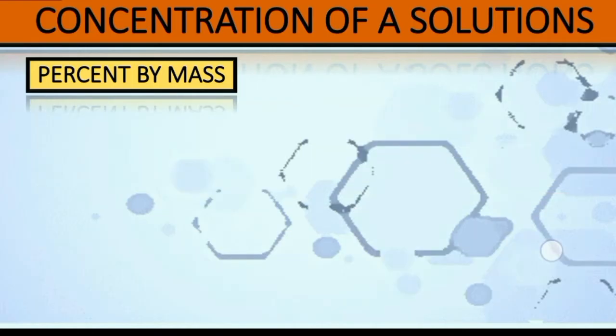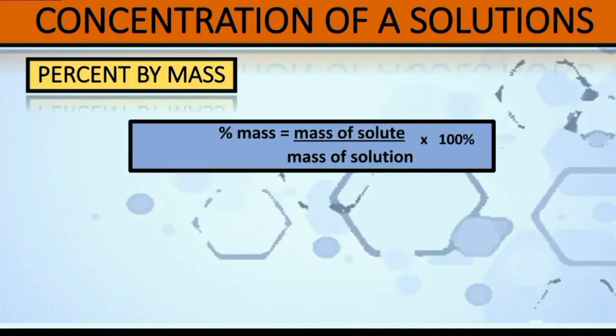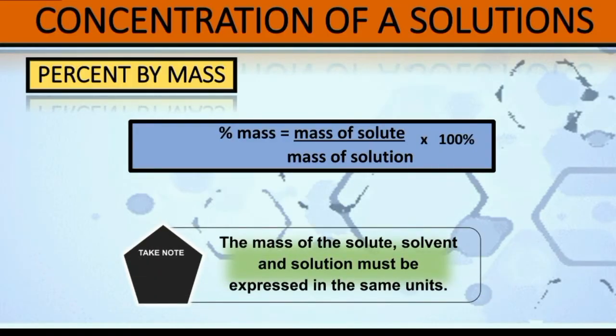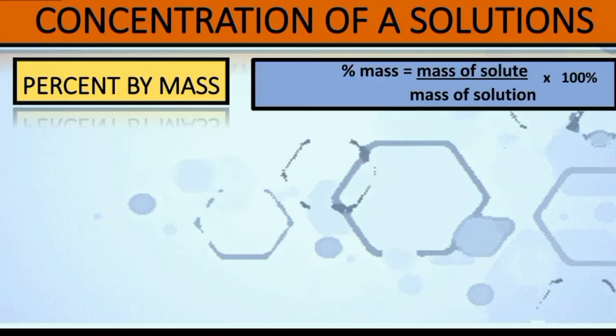To get the percent by mass of the solution, we have to follow this general formula. Percent by mass is equal to mass of solute over mass of solution times 100%. And be mindful, the mass of the solute, solvent, and the solution must be expressed in the same units. If not, you have to do conversion first before solving the problem.